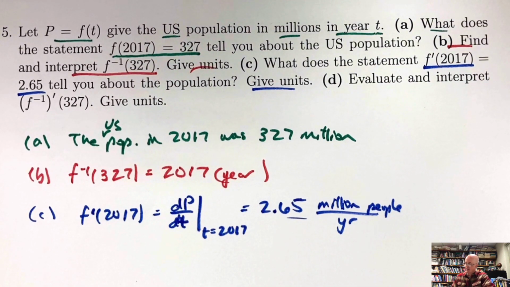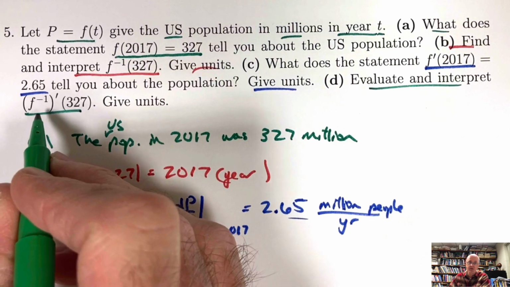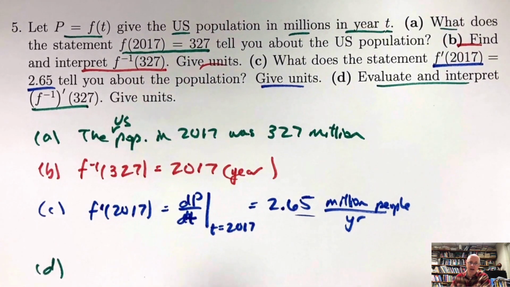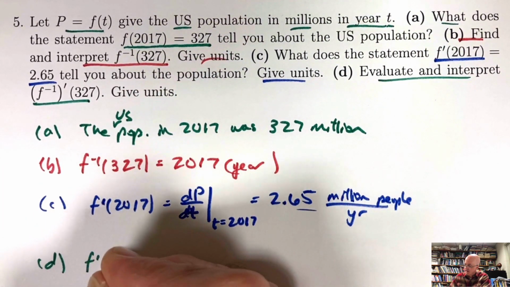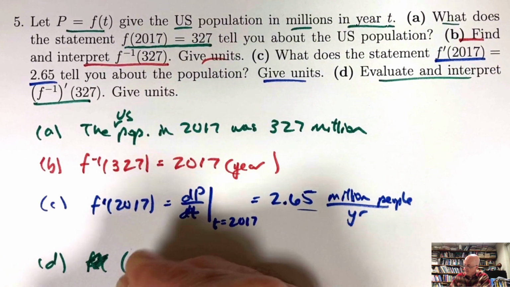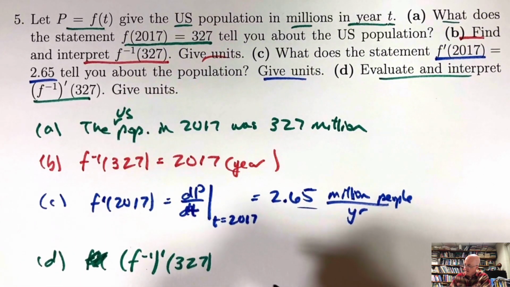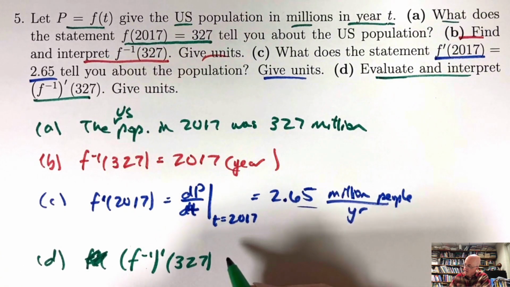Let's do the same kind of thing for part D. Evaluate and interpret this inverse function derivative, give units. You don't have to write the abstract formula for the derivative of the inverse function. f inverse prime of 327. Okay, it does say evaluate, so I guess we would need the formula.